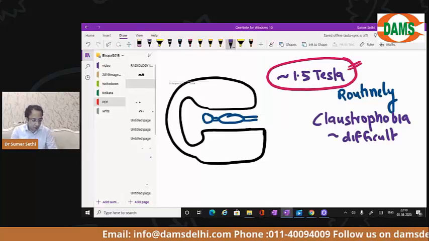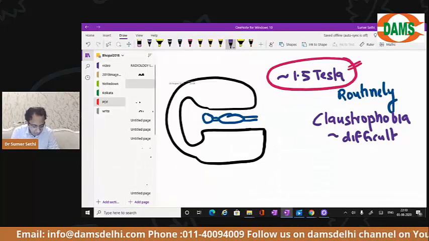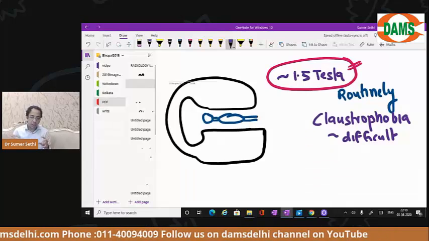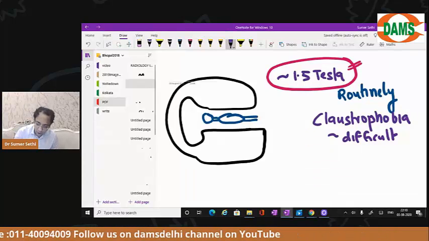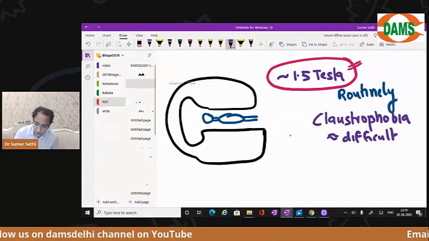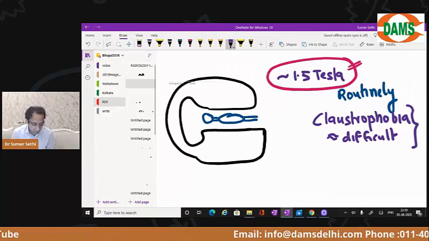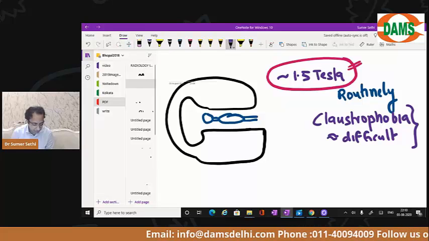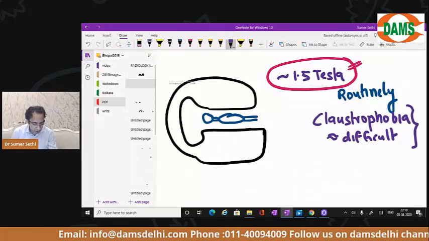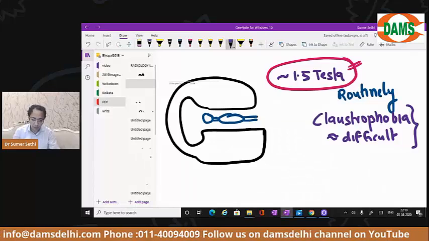Do you see the position of the patient? The patient is inside the MRI machine. An MRI machine is a closed machine, a closed magnet, and it is difficult to do MRI of claustrophobic patients.